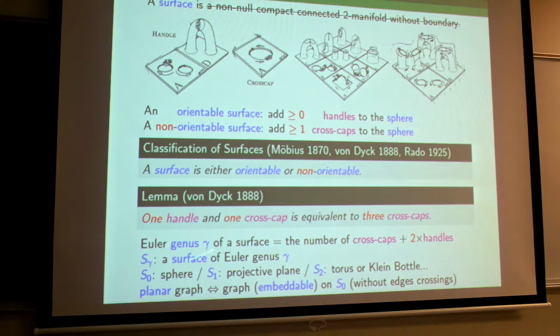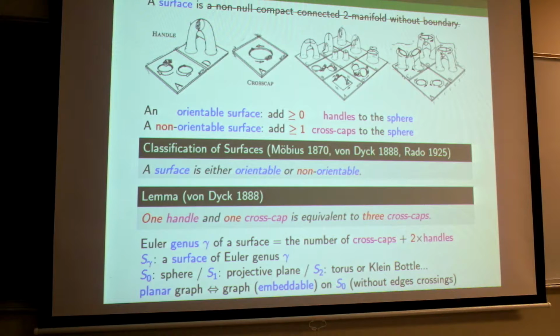I'll denote that as S sub gamma. So the sphere is S sub 0 because you haven't added anything to the sphere. And S sub 1 is just a projective plane because you've added 1 crosscap to the sphere. And now there are 2 types of surfaces if I say S sub 2. This is either the torus, where you start with the sphere and add 1 handle, and each handle counts as 2 in the Euler genus. Or you start with a sphere and add 2 crosscaps, and this is known as the Klein bottle.